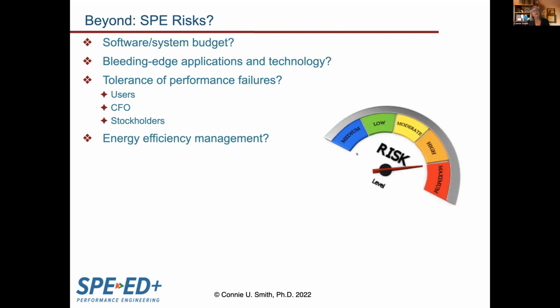What's the tolerance of performance failures? Are the users likely to just shrug their shoulders and wait for release 2, or are they going to go on the market and look for a different product than yours? Will your CFO pay the bills? Are your stockholders patient through these periods of turmoil if you deploy something that has poor performance?